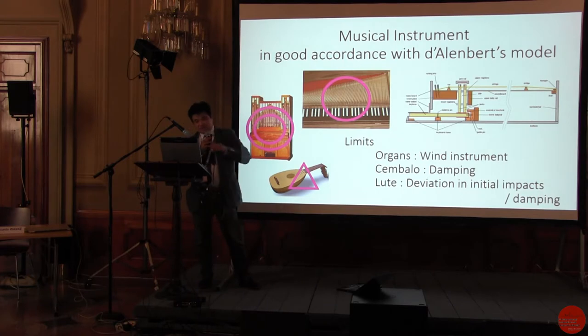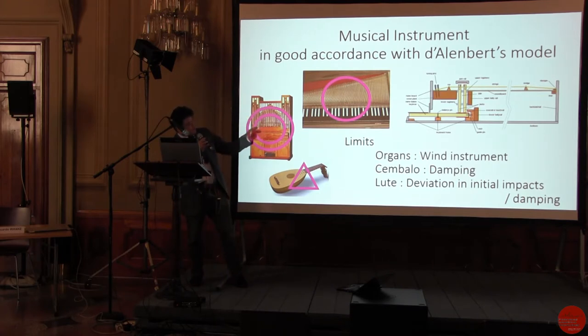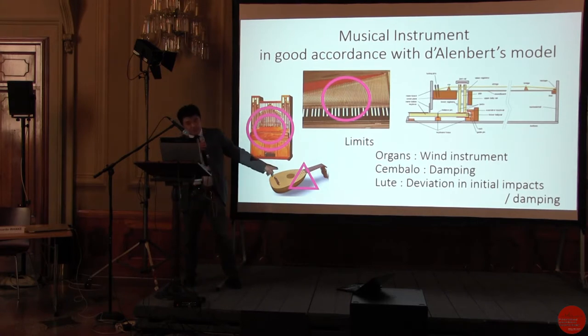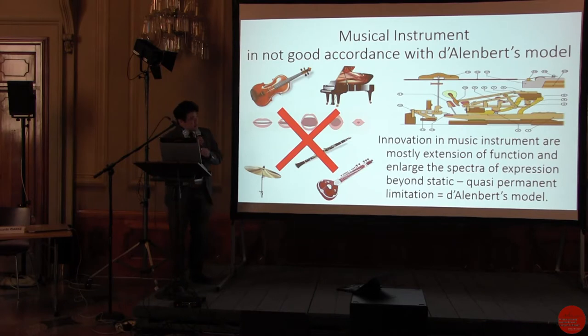And this kind of wave thinking is quite suitable for, for example, cembalos or harpsichord and so forth. Somehow much better for the organs, because in the organs the sound is continuous, whereas string oscillations are damped. And the lute, for example, which was one of the most popular instruments of those days, the 16th and 17th centuries, is not so stable, and the plucking impact is not uniform and so forth. And concerning the violin, clavier, piano, and all of music, and even cymbals, they are not at all suitable for analysis based on the D'Alembert model.